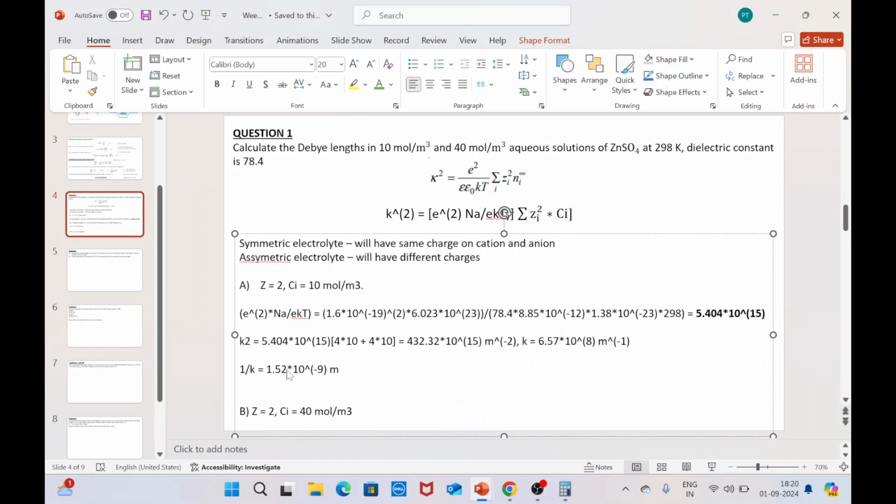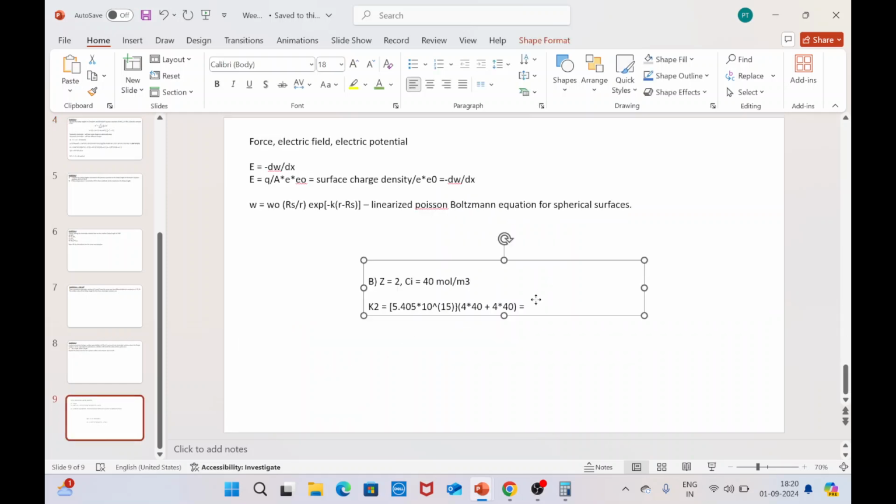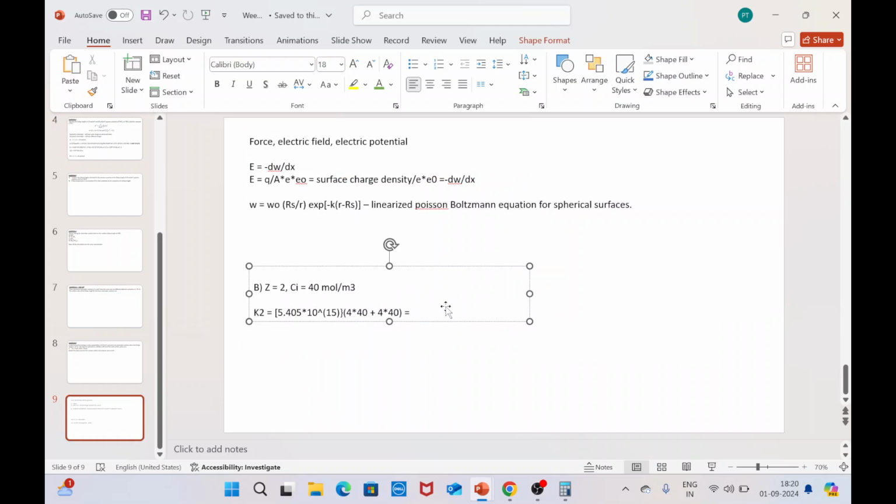So again, please note, what we previously did was we didn't take into account that there are 2 ions, like zinc 2 plus and SO4 2 minus. So that needs to be taken into consideration. So now the new value of your Debye length is 1.52 times 10 to the power minus 9 meters. Similarly here, in case B you will have 40 times 40 is 160, 160 plus 160 is 320 times 5.404 times 10 to the power 15.